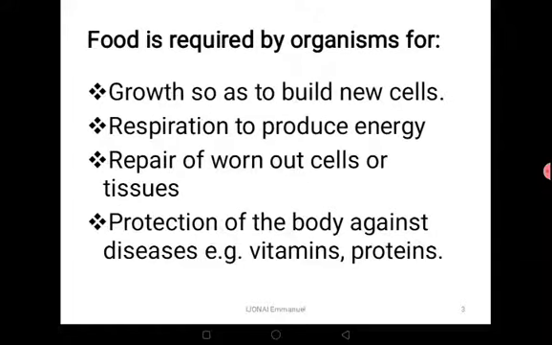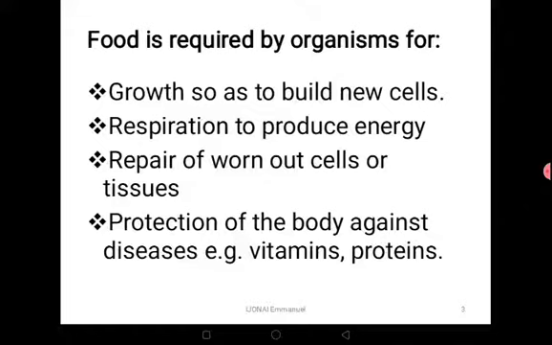So I want to look at the requirement for food. Why do we require food in our bodies? To begin with, growth. Food is required for growth, so as to build new cells. We know that in our bodies there is a process of cell division, which leads to increase in numbers of cells and eventually leading to growth. So that process requires raw materials from different food sources.